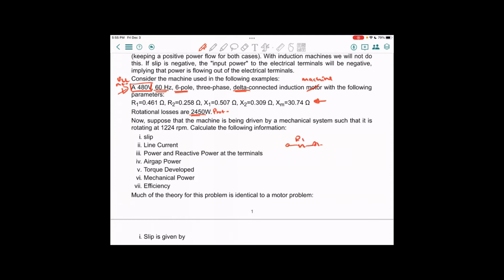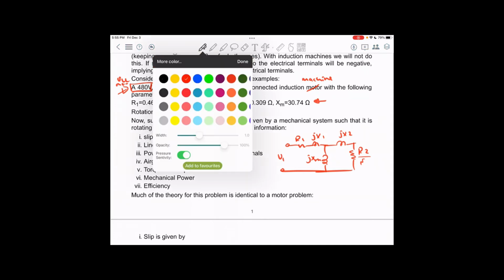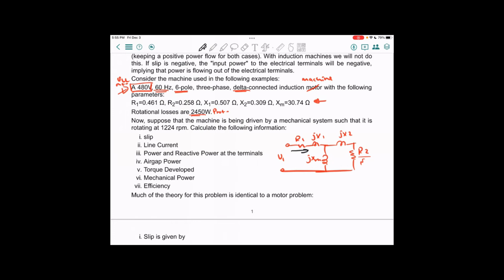Okay. That is R1, jX1, and that is your jXM. That is jX2, and that is R2 over s, that is V1. Okay, keep that in mind because that is so important now. That is I1 and that is I2. That is the equivalent circuit of motor mode. Okay, because that's obvious.